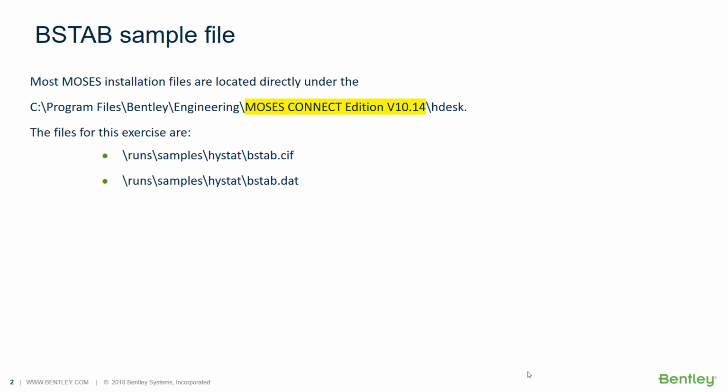Now the file that I will be using, in most Moses installations, the files are located under the directory C, Program Files, Bentley, Engineering, Moses Connect Edition, version 10.14, HDesk. And this section that I have highlighted in yellow will change depending on which version of Moses you are running. The files for this exercise are under Runs, Samples, HYStat, and under HYStat you will find bstab-cif and bstab-dat. So let's go to the File Explorer so you can see how to run Moses.